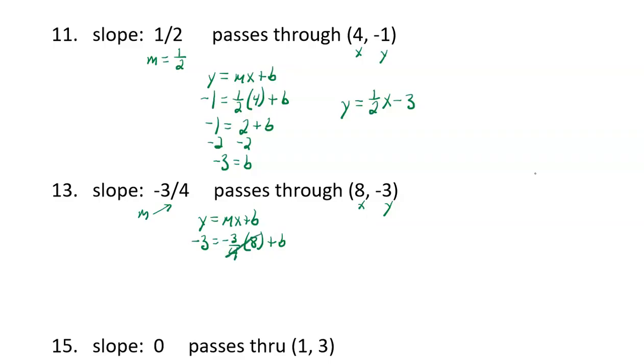8 divided by 4 makes 2. So now we have -3 is equal to -6 plus b. So b equals 3. Our equation is y equals -3/4 x plus 3.